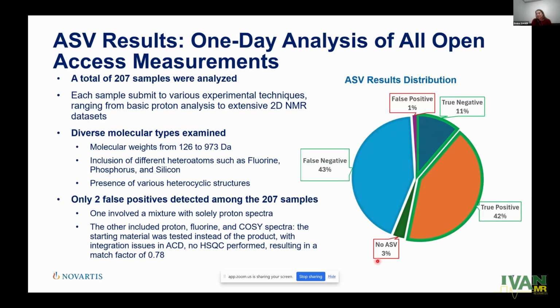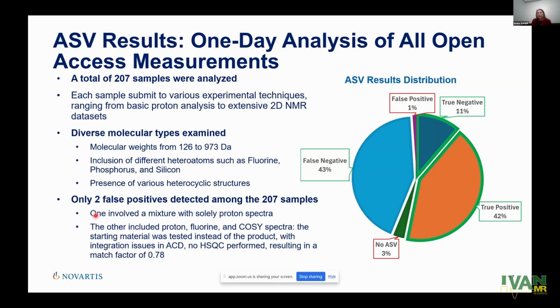The rest, no ESV, 3%. What does it mean? In our case, if you are not able to retrieve a structure, there is no structure, that means no ESV, because I don't have anything to verify. I only have 1% of false positives, and this is the part we would like to decrease a lot, and we reached this point where we have only 1%. In this case, the 1% was two samples that were false positives.